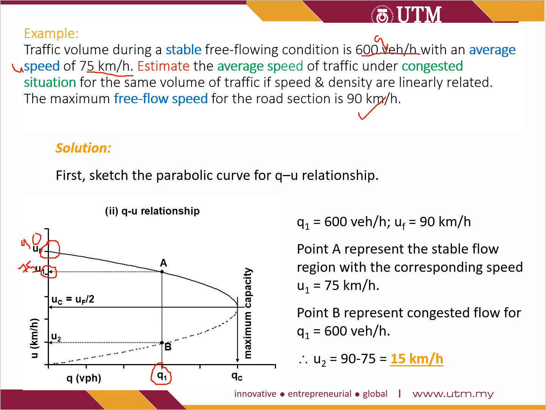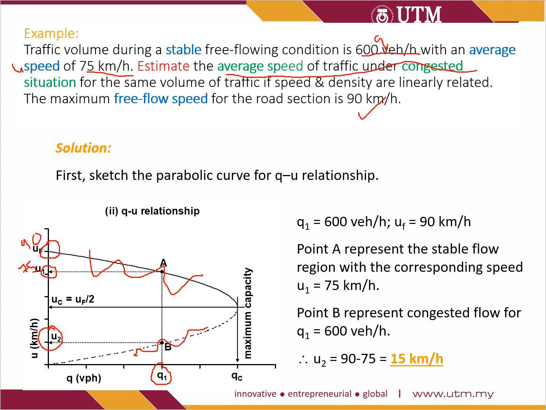So they ask you the average speed of traffic under the congested situation. You know already this one is stable and this one is congested. So the question asks you, what is the average speed? This will be the average speed, U2, the average condition, between A and B. You know already 90, 75. At 0, what will be the value here?